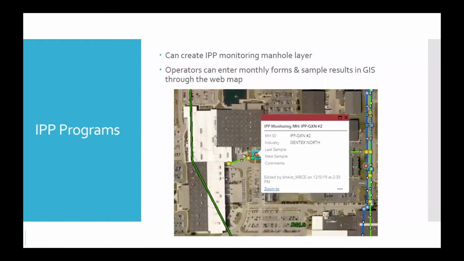You can also do many other things like make custom layers on GIS. So for Zeeland, we have an IPP monitoring manhole layer where the operators can go take their sample or fill out their monthly report and upload it to GIS. So it's all stored in that one singular location. We have a manhole for each of the IPP users in the system.